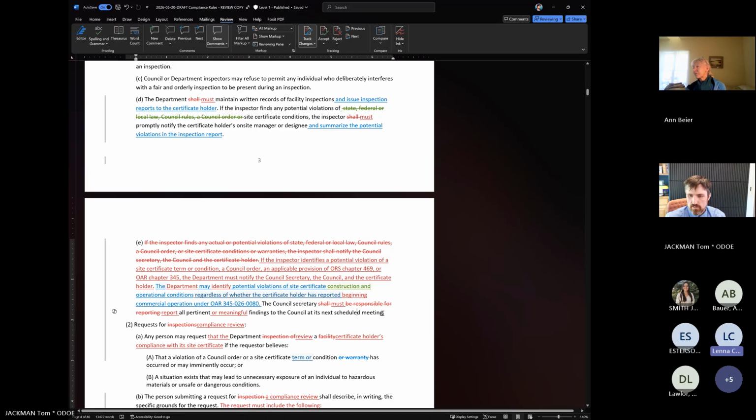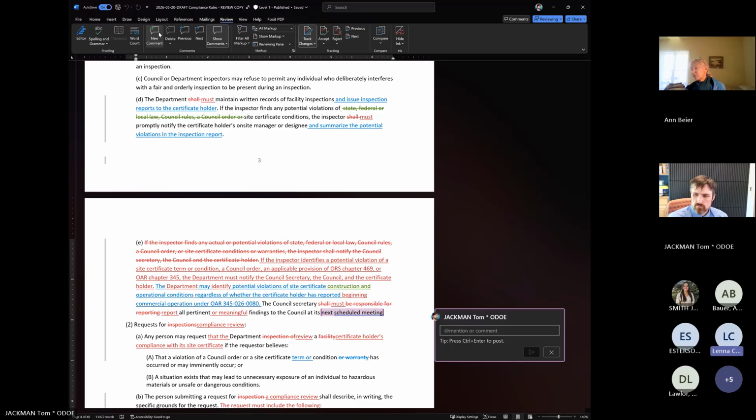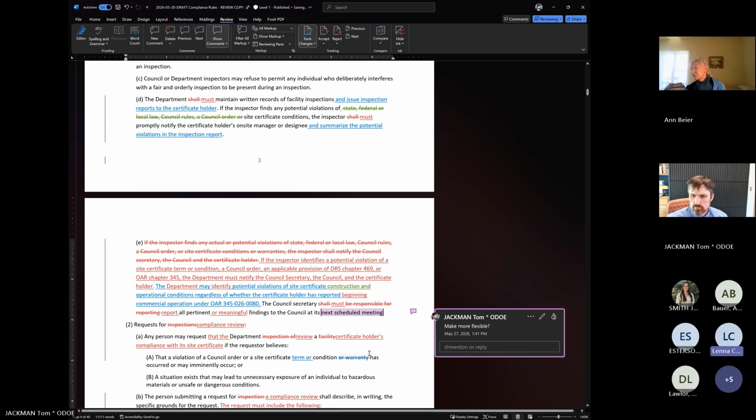And then I'm curious about the language of "identify potential violations of operational conditions, regardless of if commercial operation has started." I'm very curious about that language, on how could we be found in violation of an operational condition if we haven't started operations. Well, I think it has to do with the construction, maybe potentially.